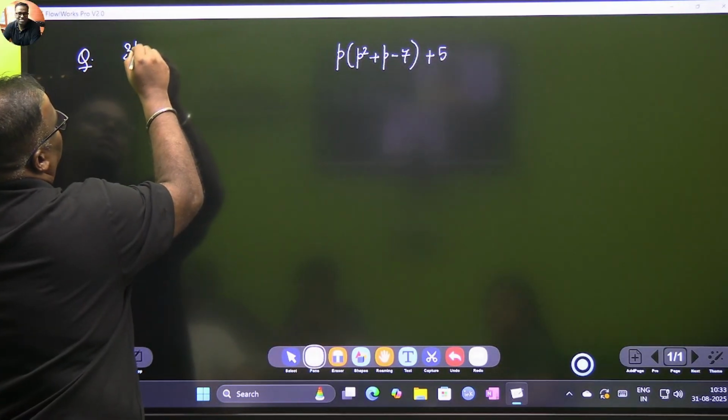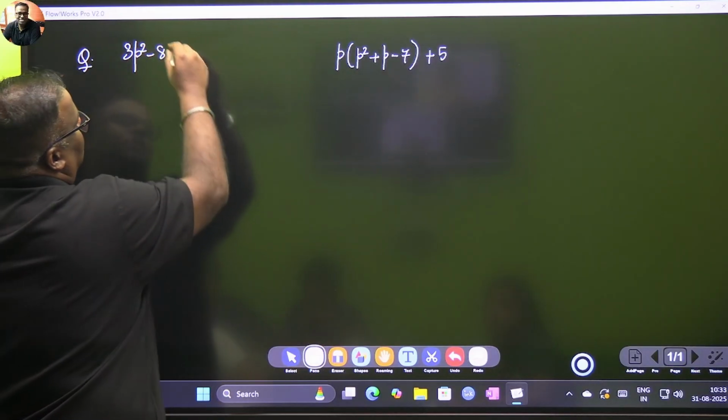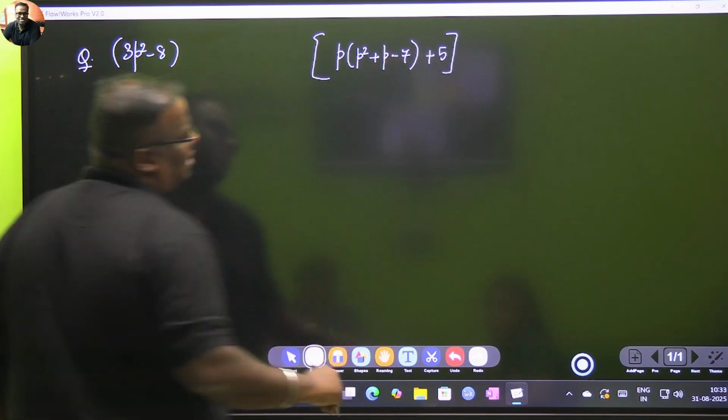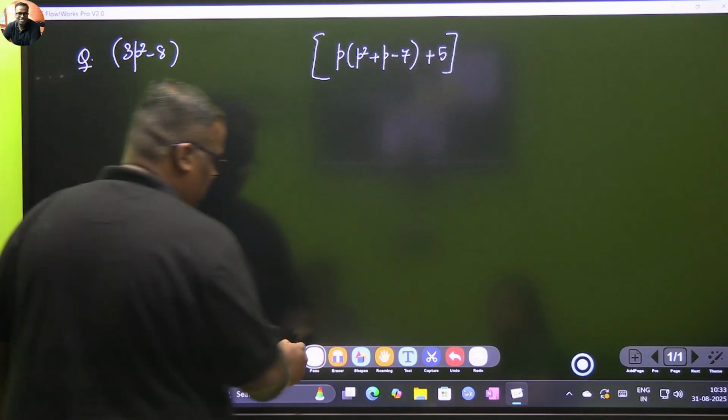3p square minus 8. So we have to subtract this, right? This, where p is equal to minus 3. That we will do at the last. Let's do some subtraction part.